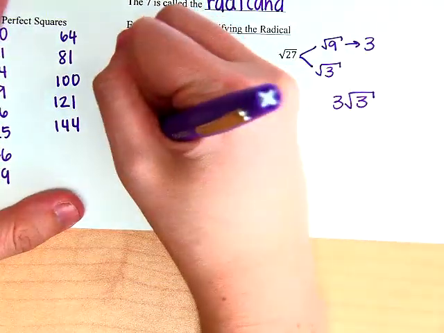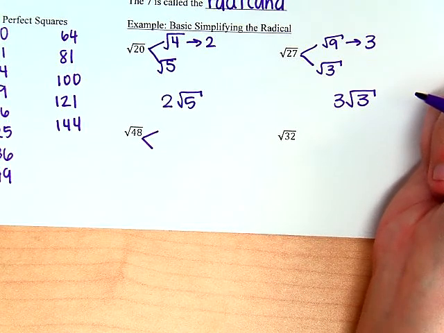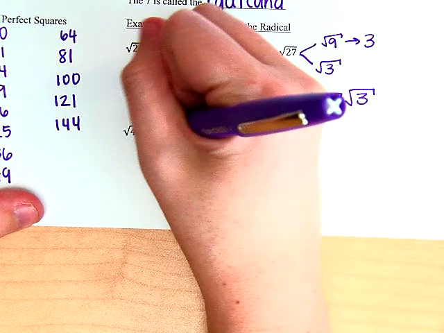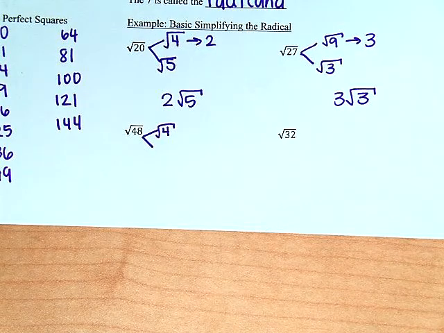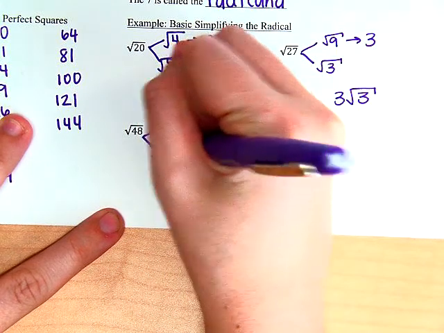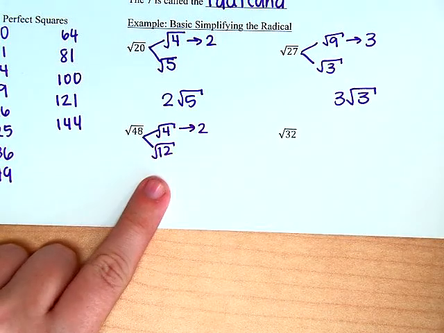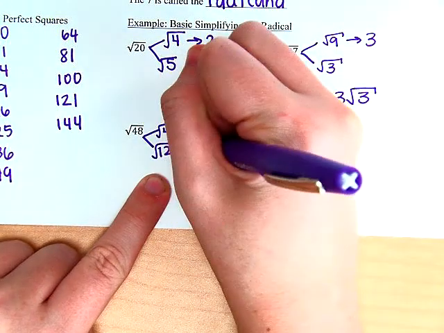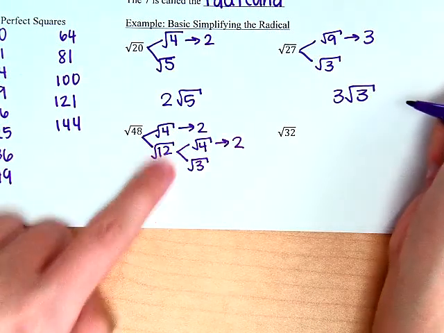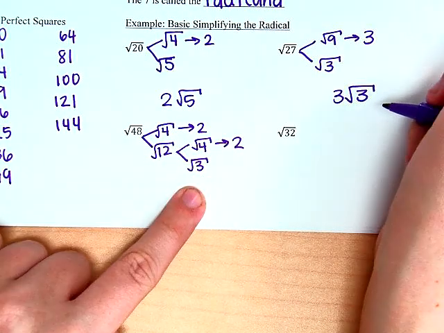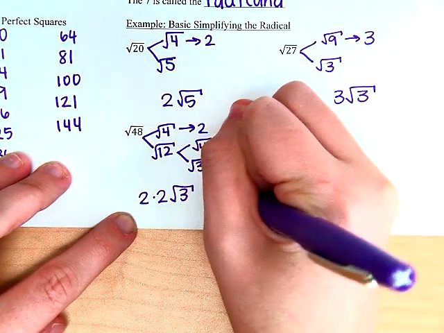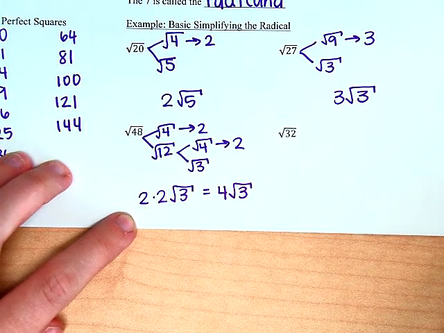Square root of 48. What goes in here? 4 does. So let's do 4. Square root of 4 times 48 divided by 4, which is 12. This becomes 2 square root of 12. Can we split 12 down even further? Yeah, because square root of 4 is in there again. So now I have 2 times 2 square root 3, which becomes 4 square root 3.